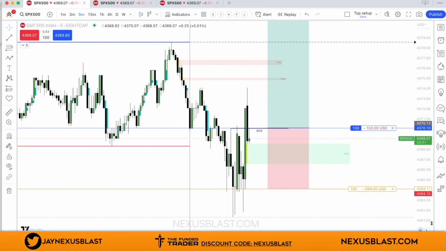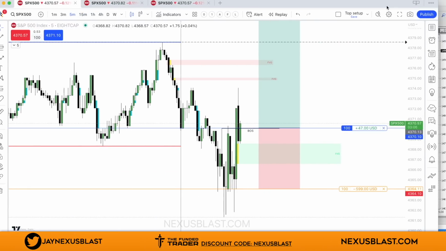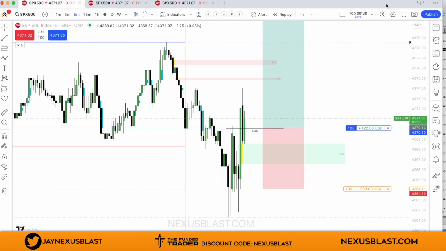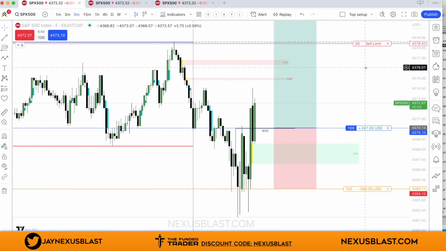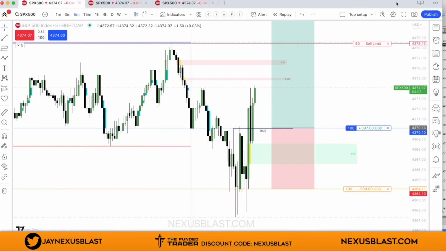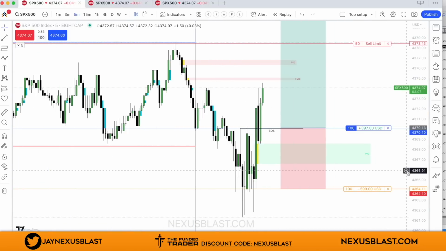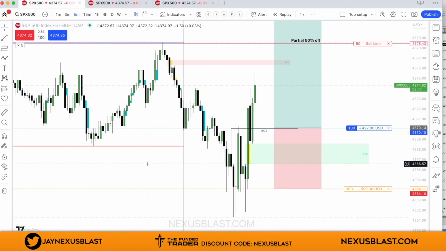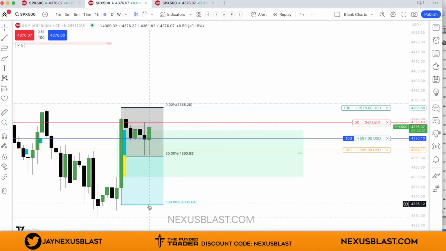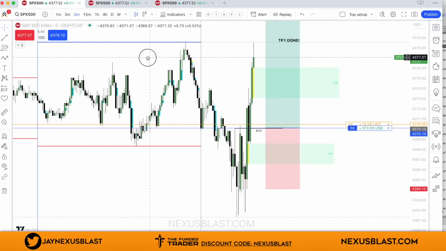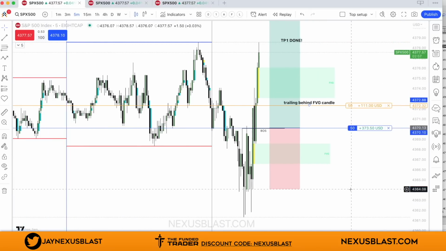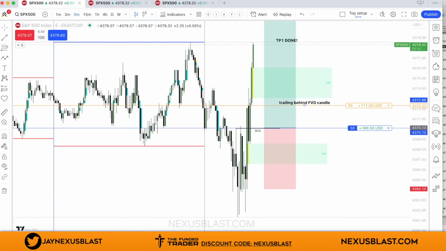Most of our conditions are met at this point, and I'm targeting that blue opposing liquidity line that I've marked out. And I'm going to take 50% off at that emplacement and then trail the trade all the way up to the second liquidity line that I've identified for this trade. So it does happen. TP1 is done. I am trailing pretty tight behind that fair value gap.